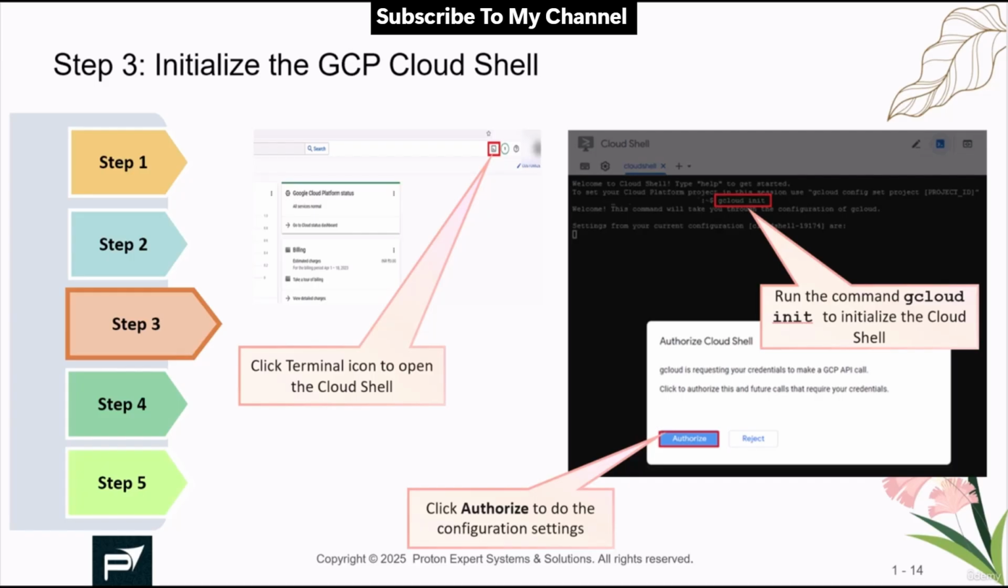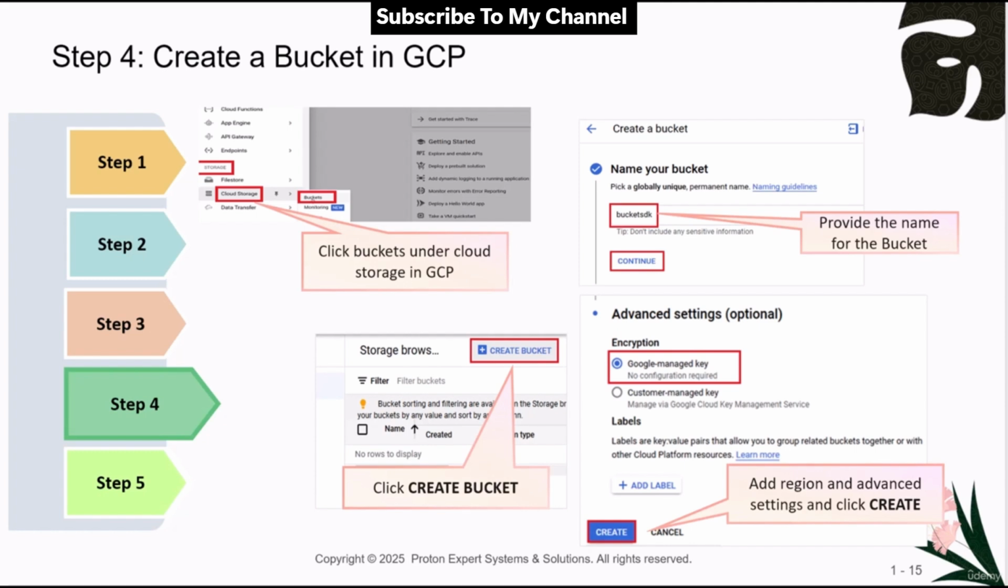Then the next step is to create a bucket in GCP. Click Browser under Storage in GCP console, then click Create Bucket, provide the details and region and add advanced settings and click Create.